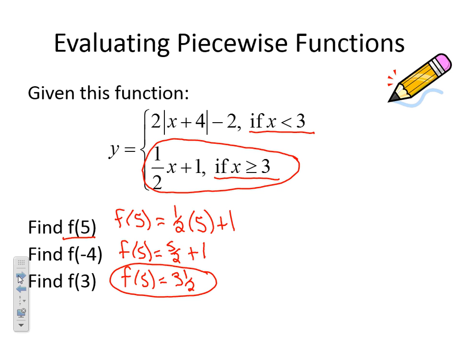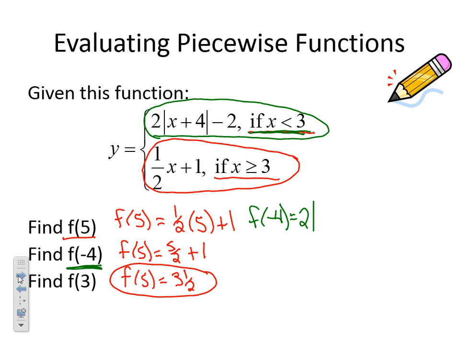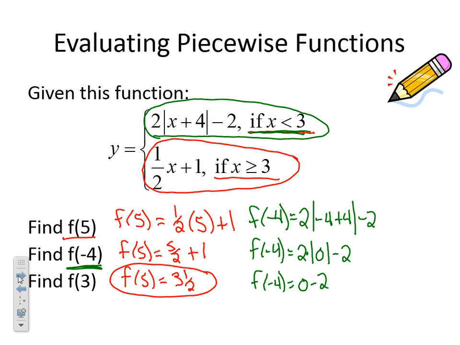Next one we're going to look at is f of -4. So -4 is going to fit under here, less than 3, so we're going to plug it into this one right here. So we have f of -4 equals 2 times the absolute value of -4 plus 4, minus 2. f of -4 equals 2 times the absolute value of 0, minus 2. So f of -4 equals 0 minus 2. f of -4 equals -2. So when my x value equals -4, my y value equals -2.